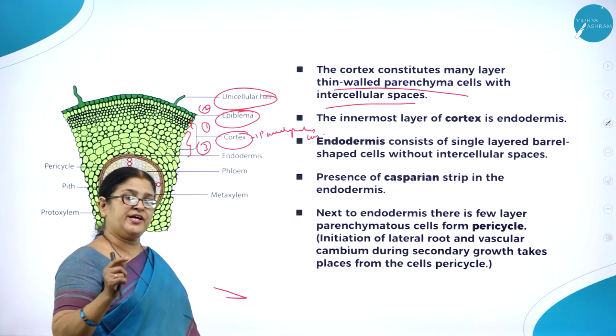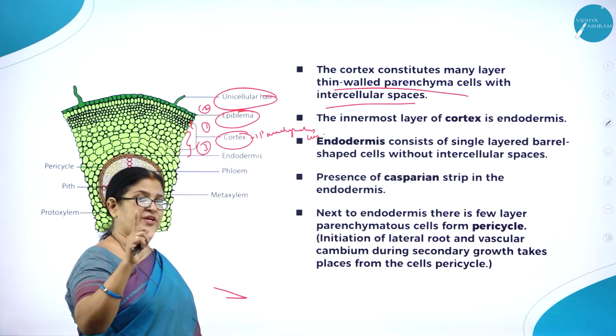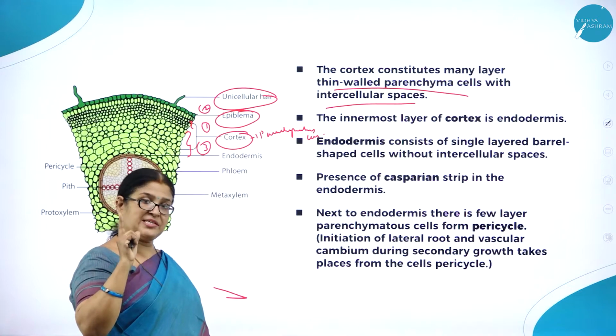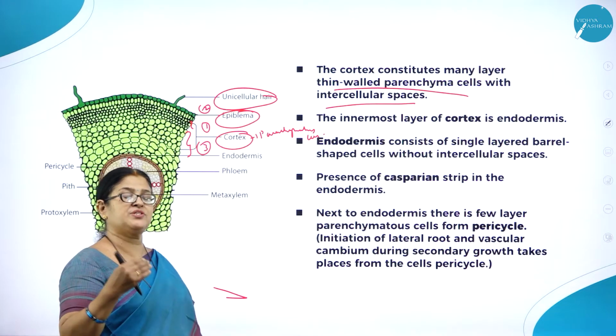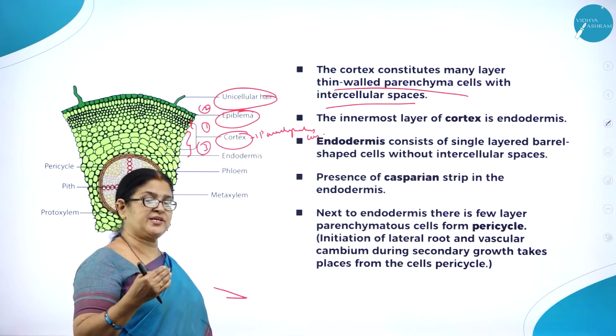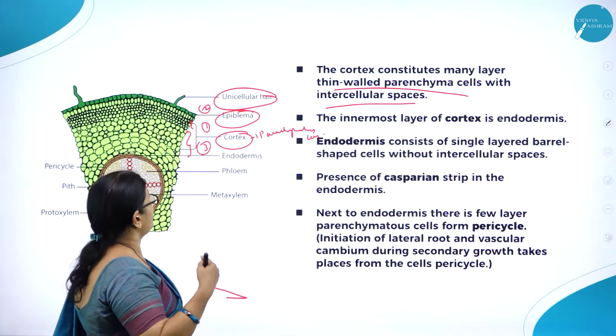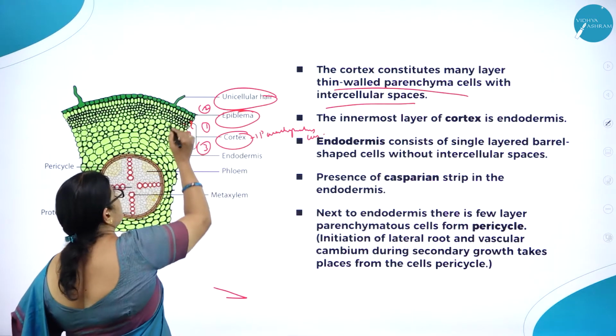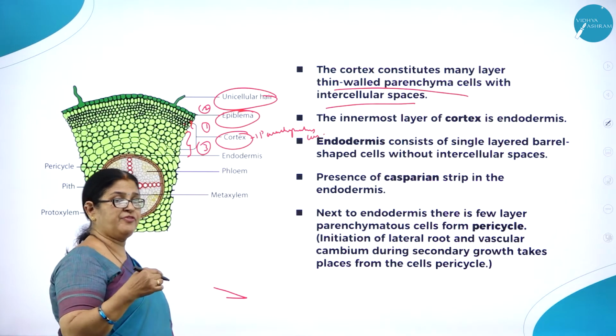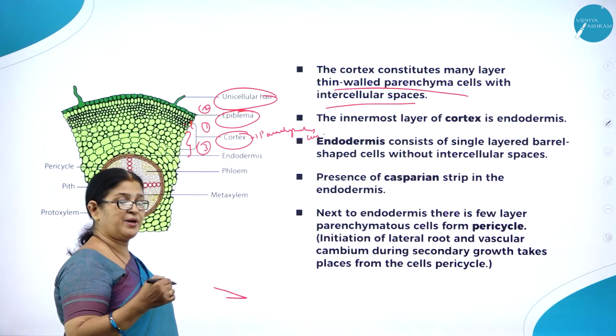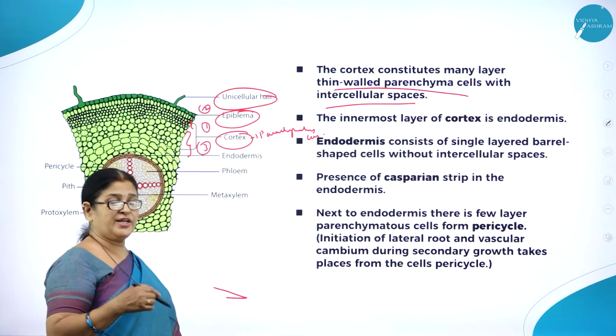So in the study of TS of a dicot root, the first very important part is the epiblema, which is the outermost layer. Epiblema gives rise to unicellular extensions called trichoblasts. Just below the epidermis, we have the hypodermis. Here you can see the hypodermis. It is either made up of collenchyma or sclerenchyma, and here it is made up of collenchyma.